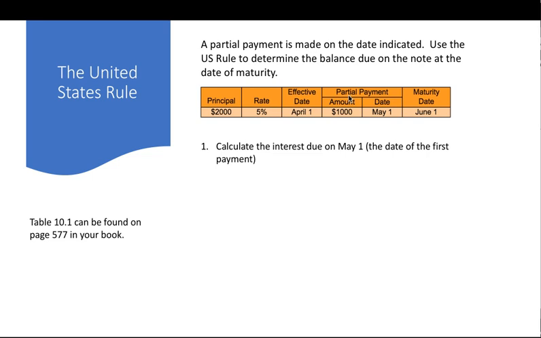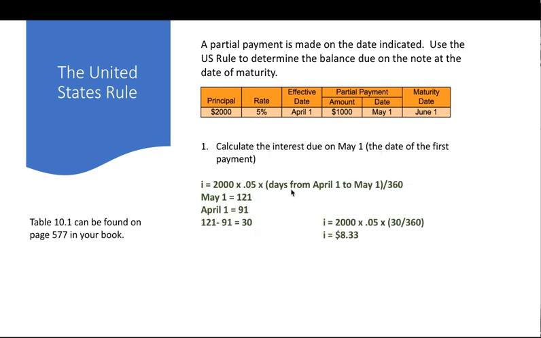There's a partial payment made of $1,000 on May 1st. The maturity date is the date that the loan has to be paid in full, and that date is June 1st. So to find out how much is owed on June 1st, there's a series of steps we're going to have to go through. First, we have to calculate the interest due on May 1st. And the reason why we're using May 1st is that's the date of the first payment. So we have to figure out how many days there are from April 1st to May 1st.